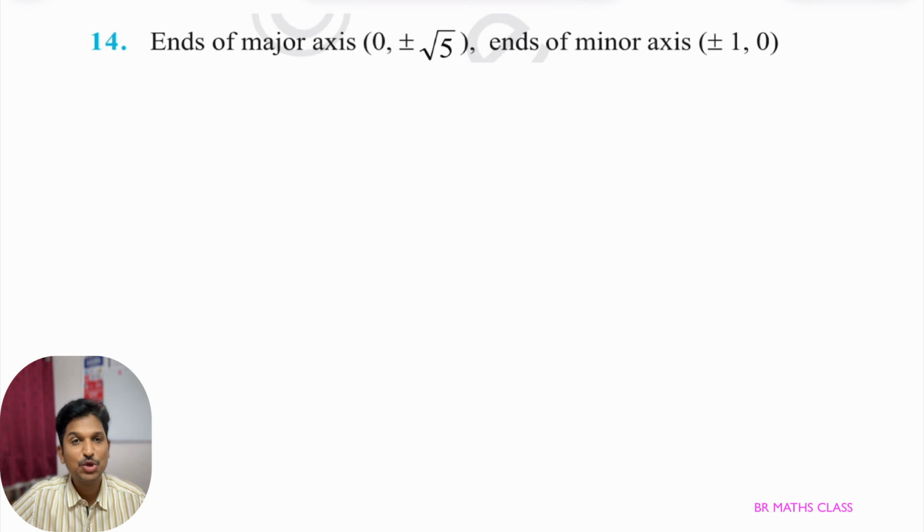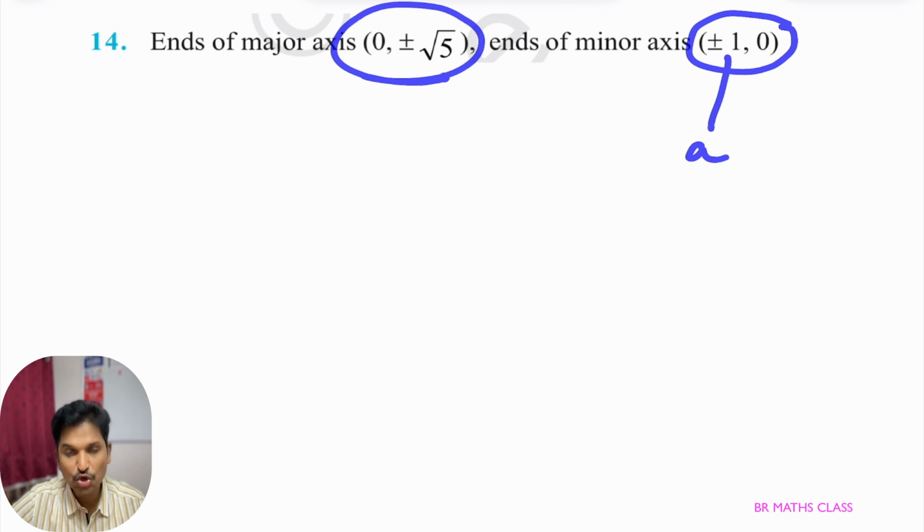Now you see this question number 14. In this, 0 comma plus or minus root 5 and plus or minus 1 comma 0. They have given the ends of the major axis and ends of the minor axis. Whenever plus or minus 1 comma 0 is there, this value is a. Whenever 0 comma plus or minus is there, that value is b.